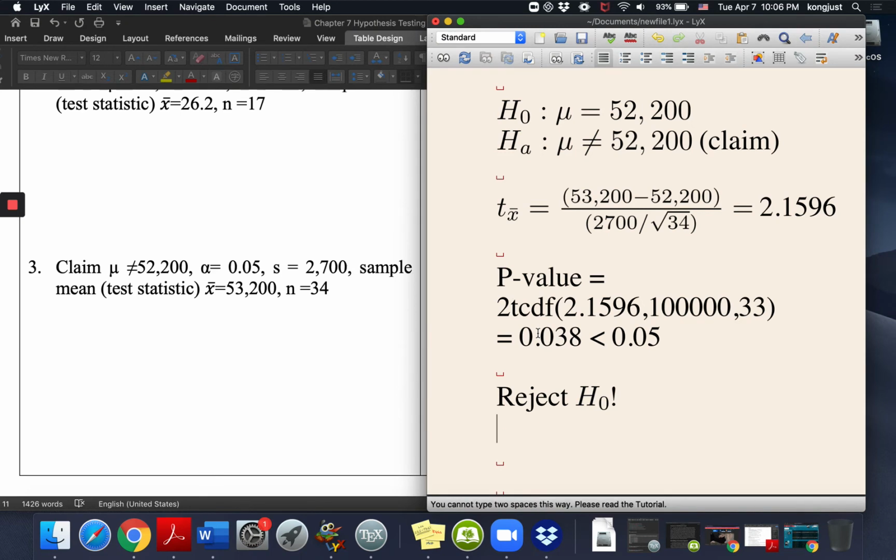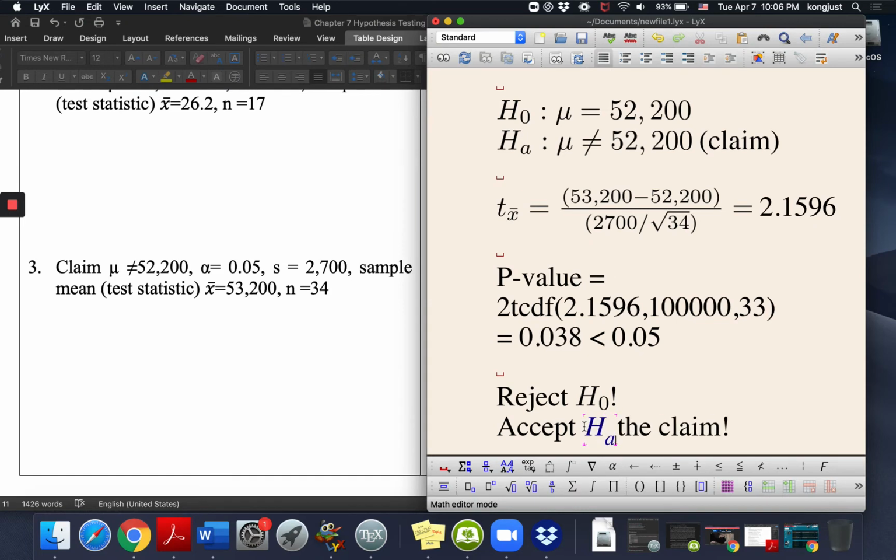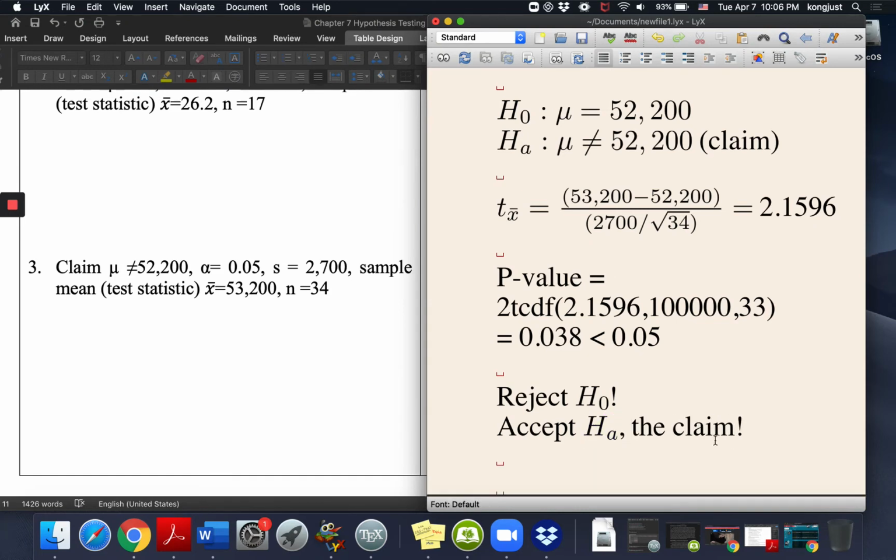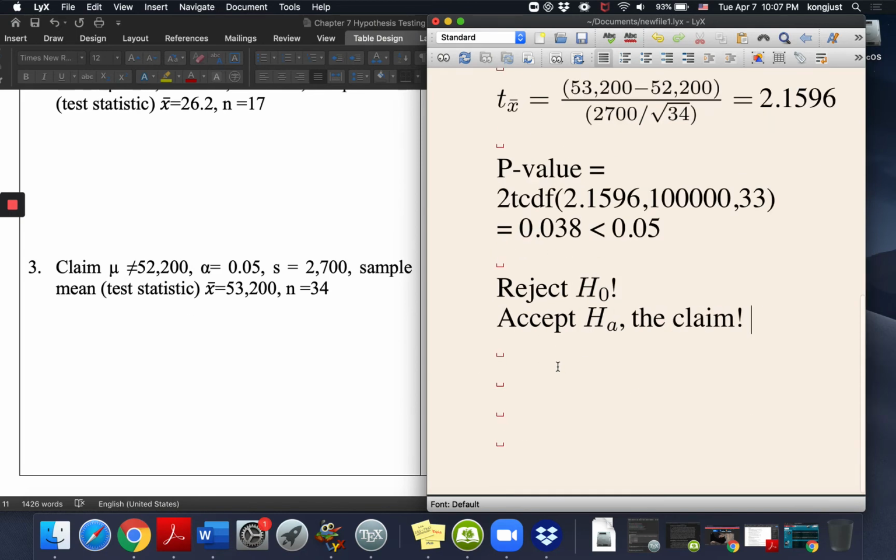Now in terms of the claim, what does that mean? It means that we accept the claim. We accept the alternative hypothesis, which is the claim. So that means we accept the fact that the true mean differs from the estimated mean. The mean is not 52,200, in other words.